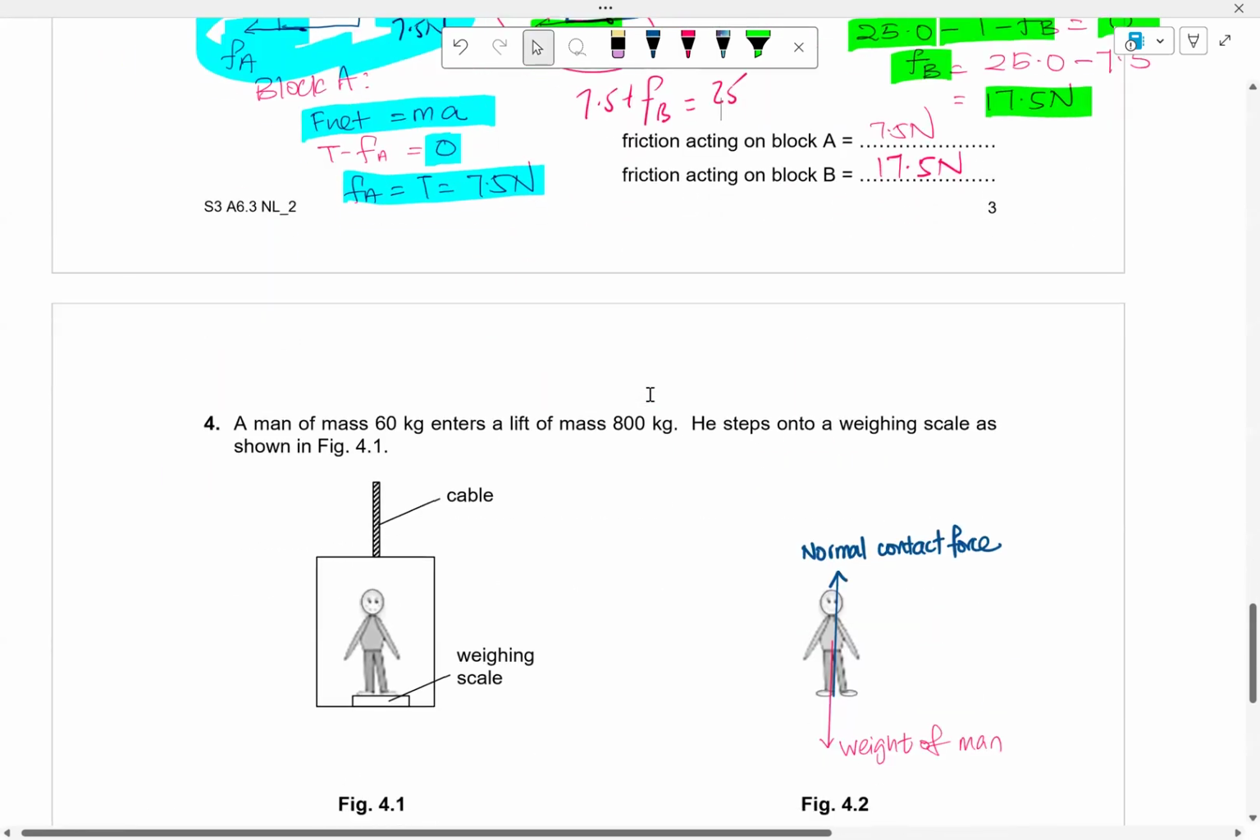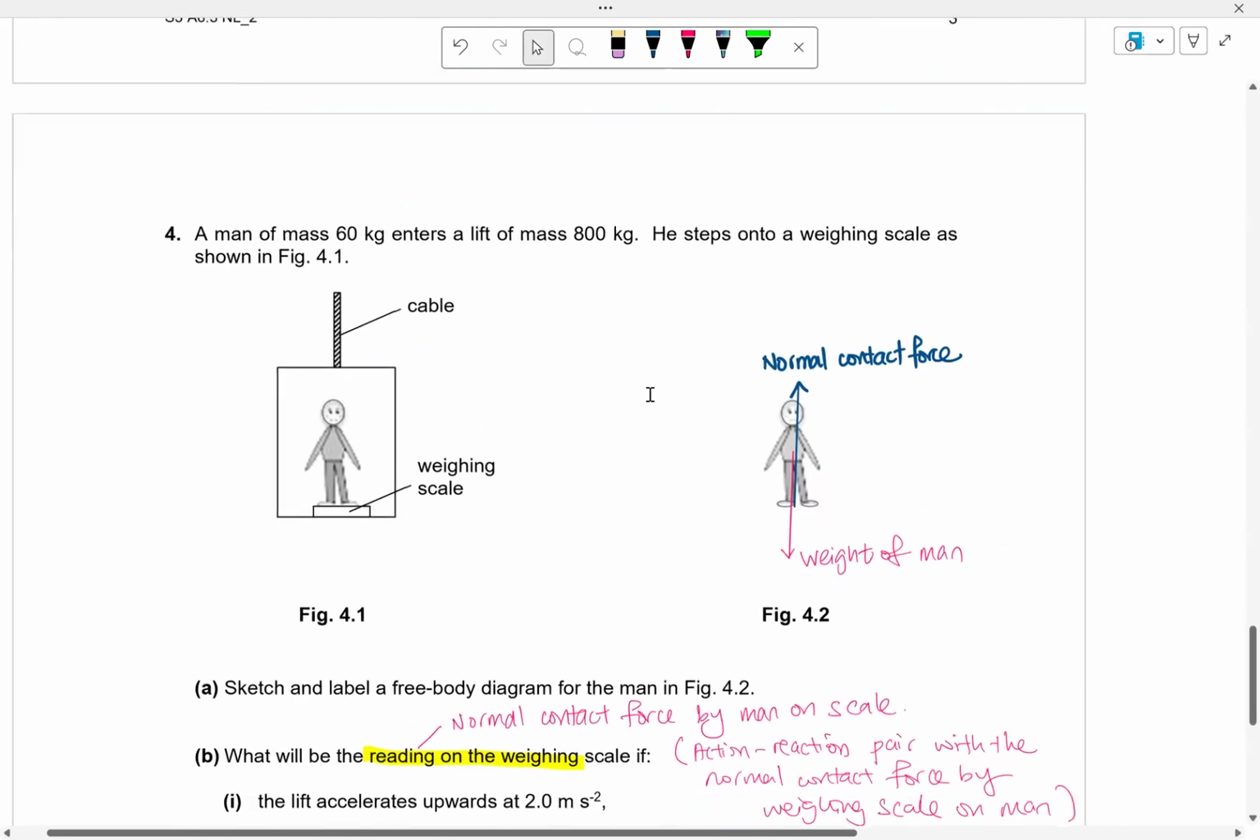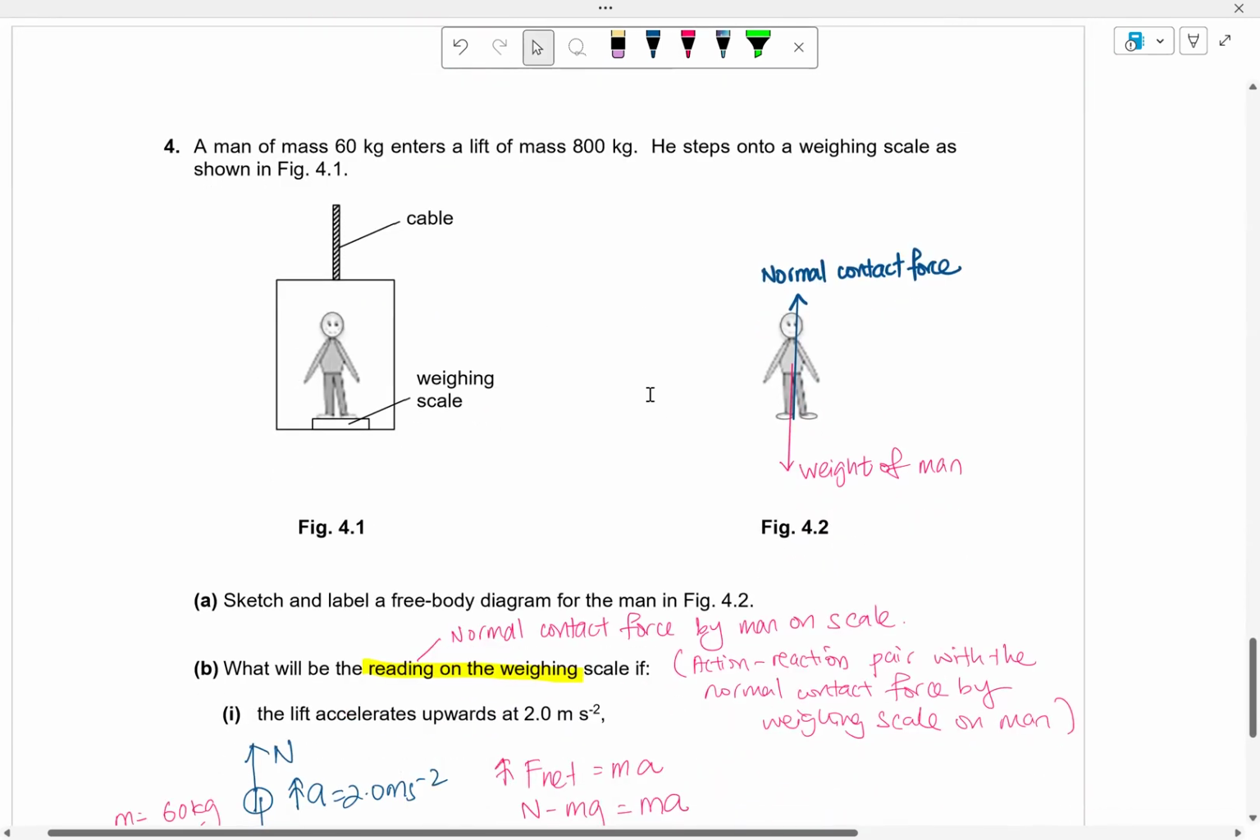Question 4. A man of mass 60 kg enters a lift of mass 800 kg. The man steps onto the weighing scale. Now this 800 kg is really just a distractor. You'll find that for the whole question, there was actually no need for us to use this information.